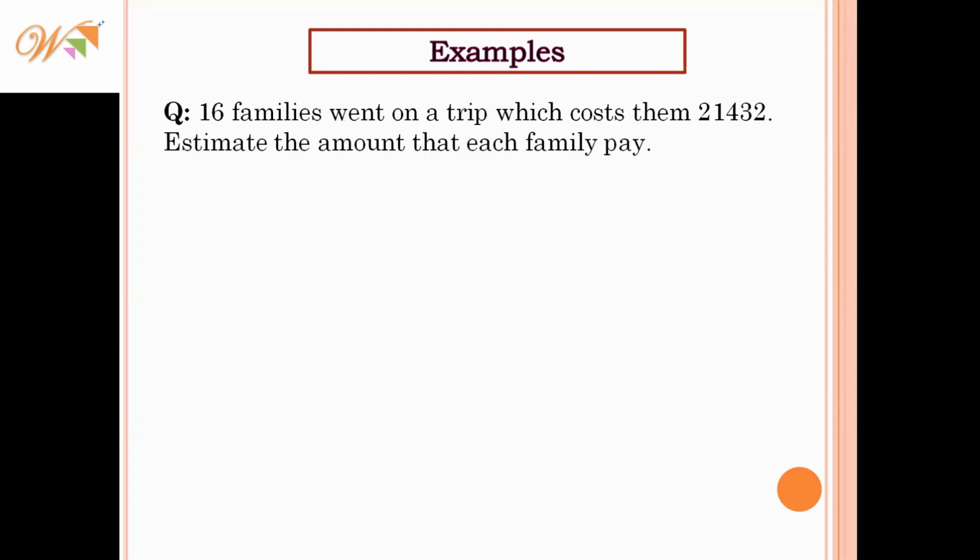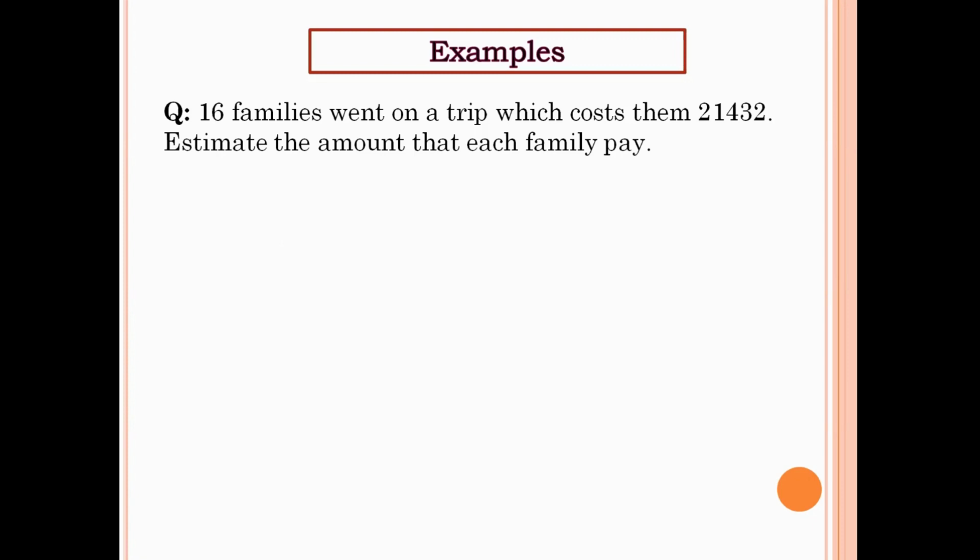Let's say 16 families went on a trip, which cost them 21,432. Now, they do not want to calculate the actual amount. They just want to get the idea of how much each family will have to pay. So when they want to get an idea, they don't have to do a long multiplication or division. They will simply round off the figures.